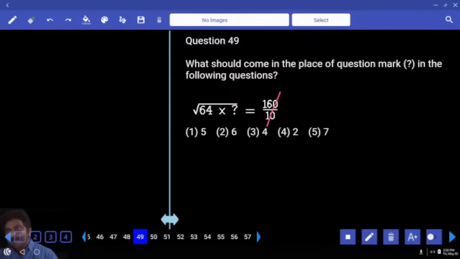0, 0 cancel. Squaring on both sides. Right hand side you will have 16 into 16. Then x is equal to divided by 64. Answer, option.